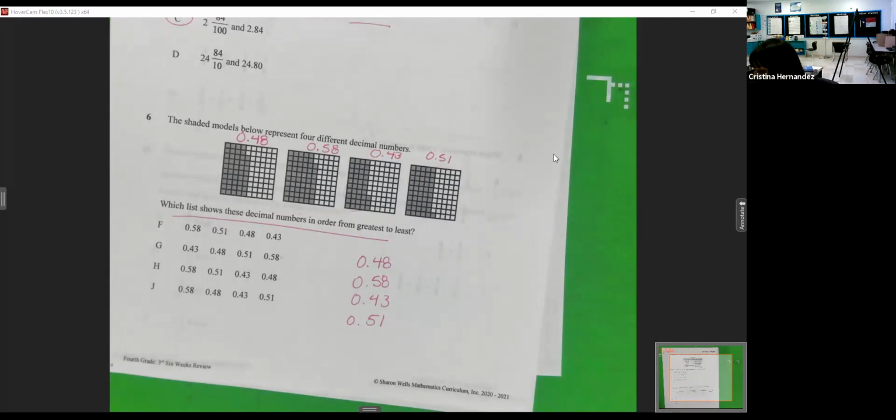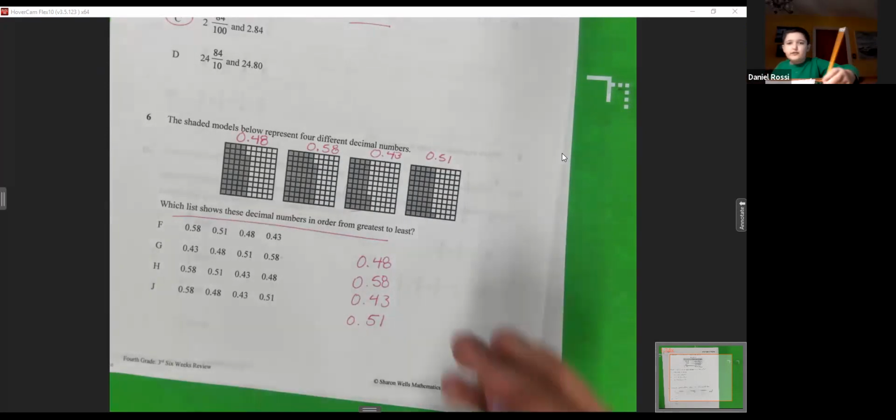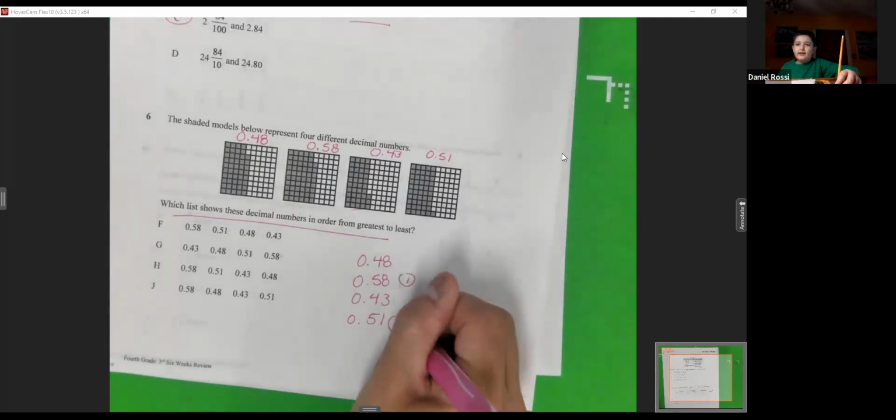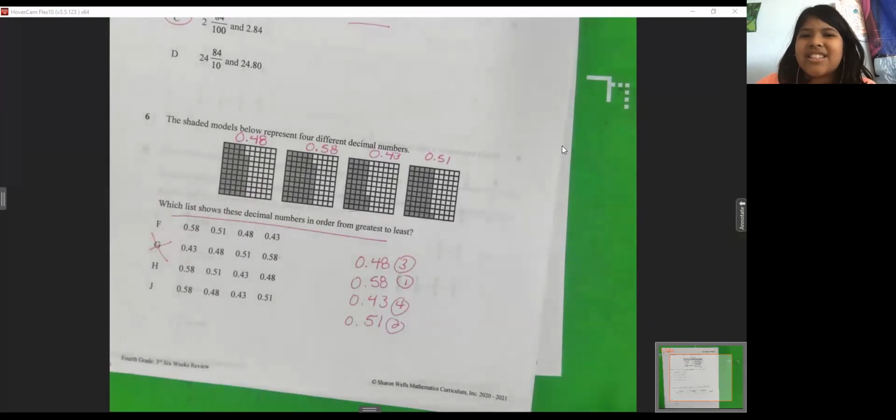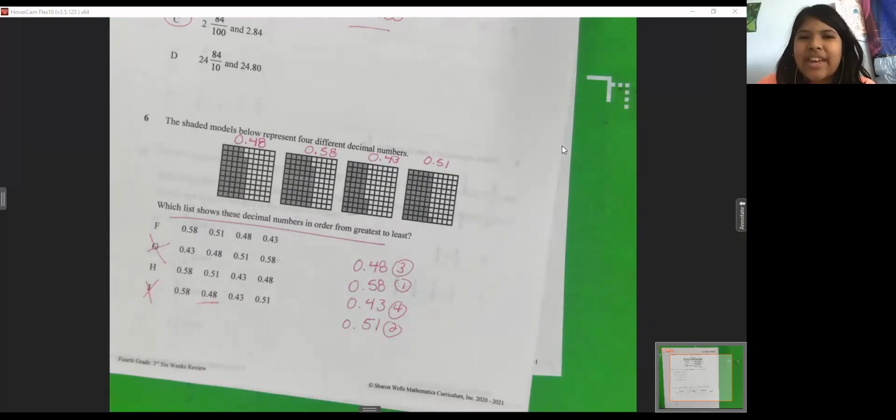What is the largest number? Let's go. 58, 58, and then 51, and then 48, and then there's 43. So we got 58 first. We can get rid of which ones? You can only get rid of G. And then you can get rid of J. It's got 48. And you can get rid of F. No. Oh, wait, no, H.